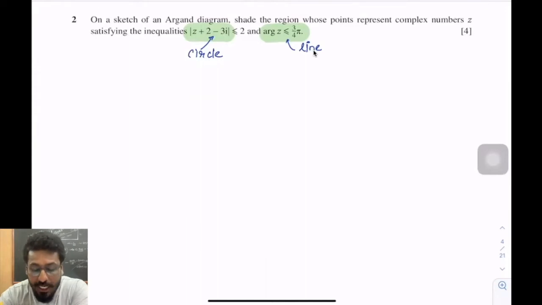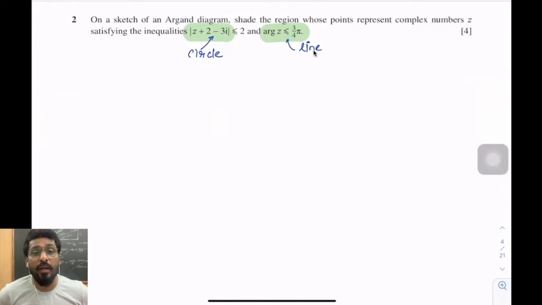So I'm going to start solving the second question. The first inequation that you have is modulus of z plus 2 minus 3i is less than or equal to 2. Now, I know this is going to be a circle. I know the center's coordinates are going to be -2 and +3, but that's just a direct implication.